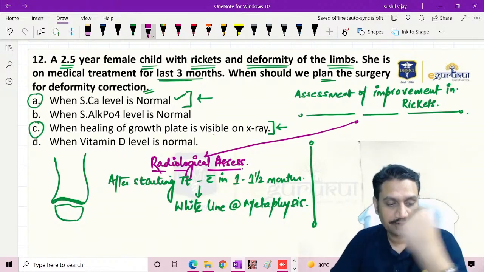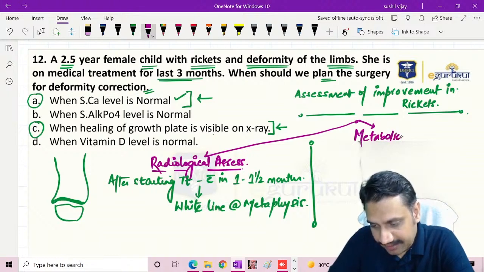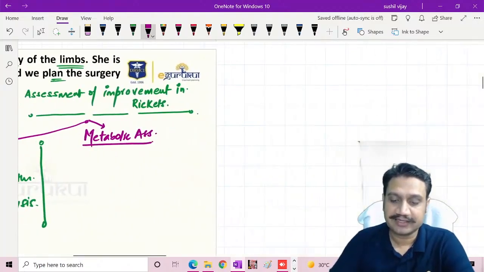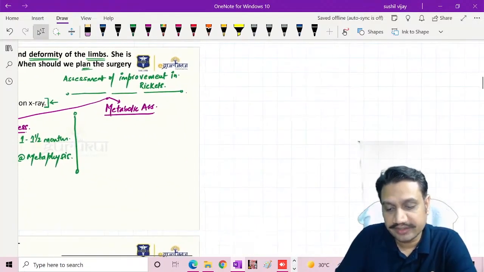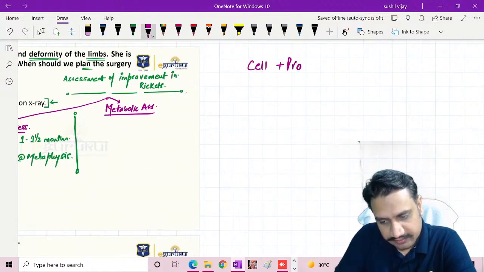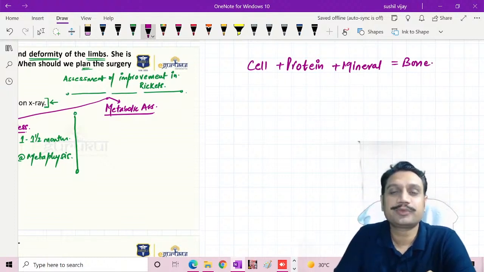That is by metabolic assessment. And how to do the metabolic assessment? See, I told you a very basic thing. What basic did we learn? The basic we learned is that cell plus protein plus mineral is what we call as the bone. Cell plus protein plus mineral is what you call as bone.